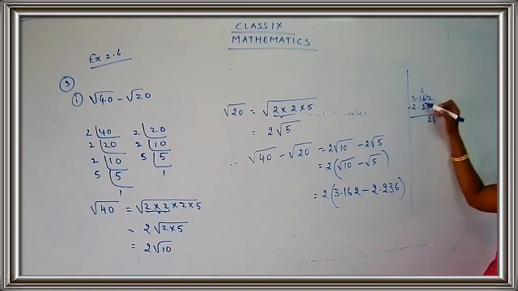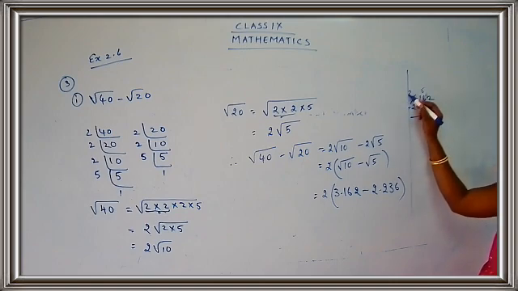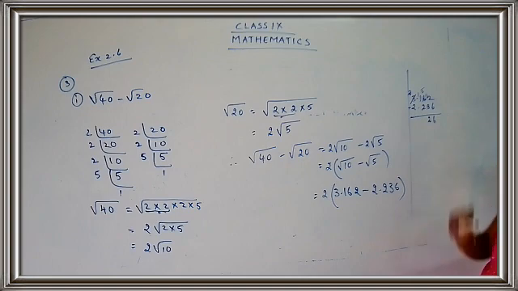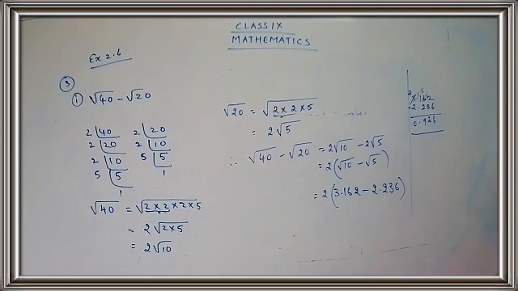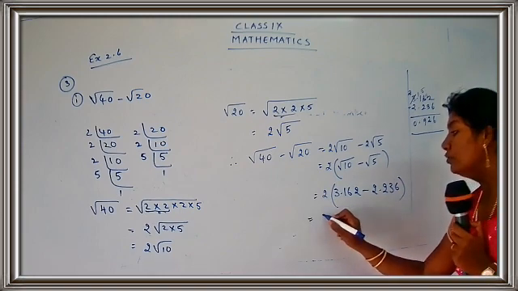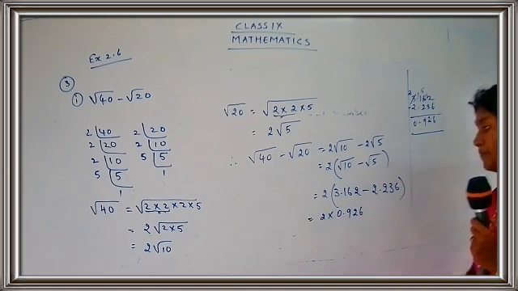Again, a small number minus a big number. So we cannot subtract. We are going to borrow from the previous number. So 3 turns to be 2 and 1 turns to 11. So 11 minus 2, 9. And 2 minus 2, that's 0. So you get 0.926. So when you subtract these two numbers, you get the answer as 0.926. So just write down here 2 into 0.926. Are you clear, children?